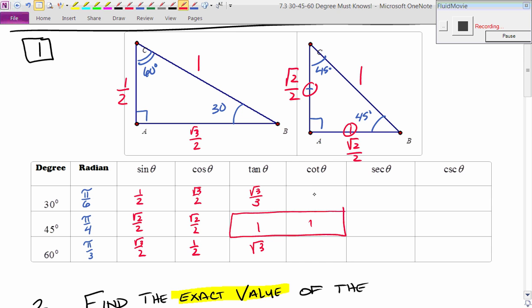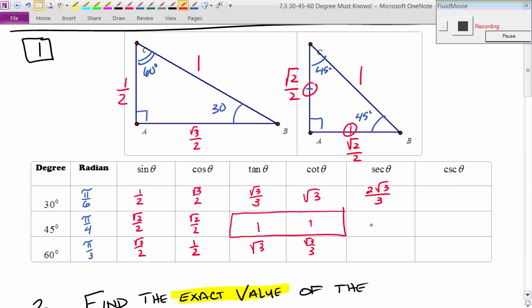The cotangent of 30 has to be the tangent of 60, so this also has to be rad 3, right? And then vice versa, since the cotangent of 60 is equal to the tangent of 30 because they're cofunctions, this has to be rad 3 over 3. All right, secant. Anybody get secant of 30 degrees? Yes, Daniel, what did you get? Correct. 2 rad 3 over 3.